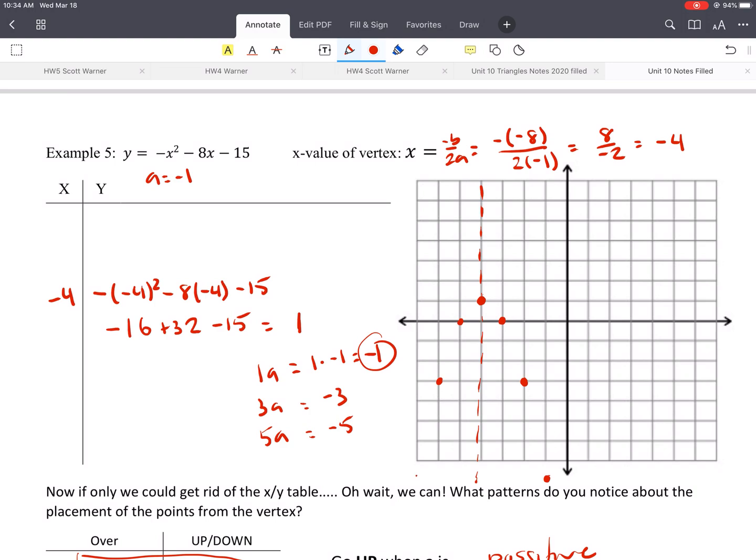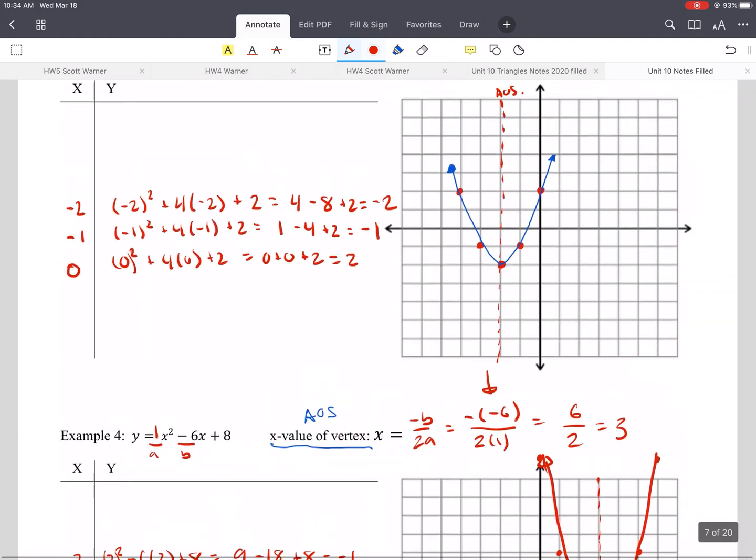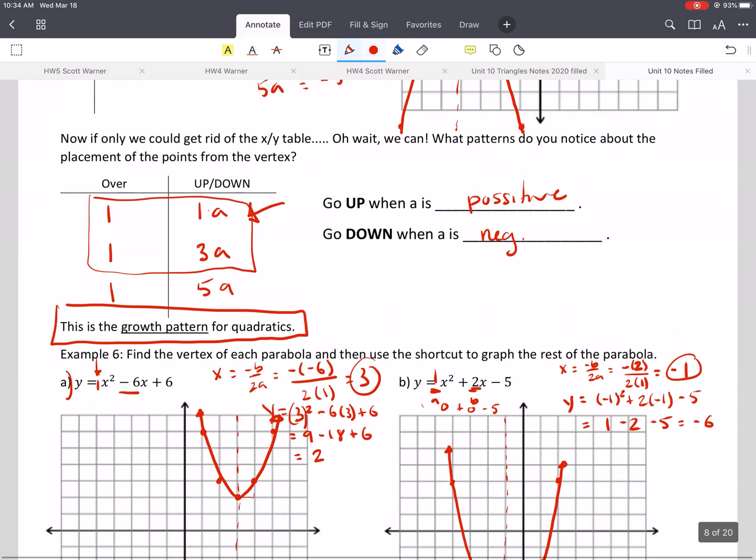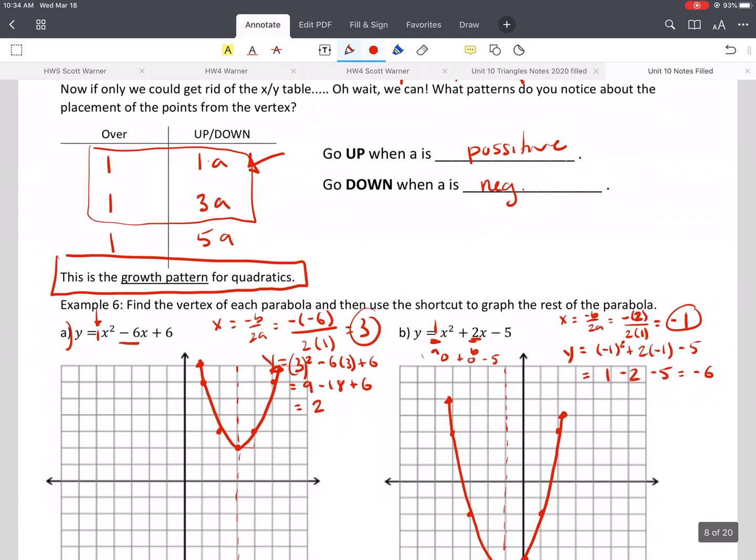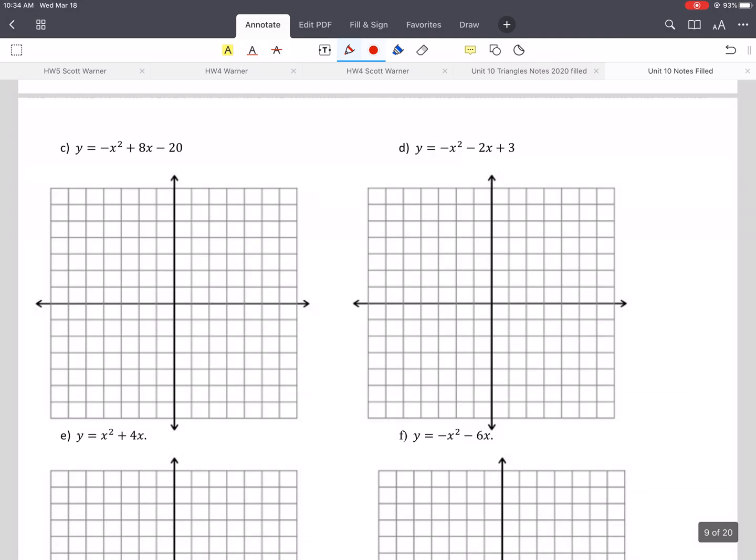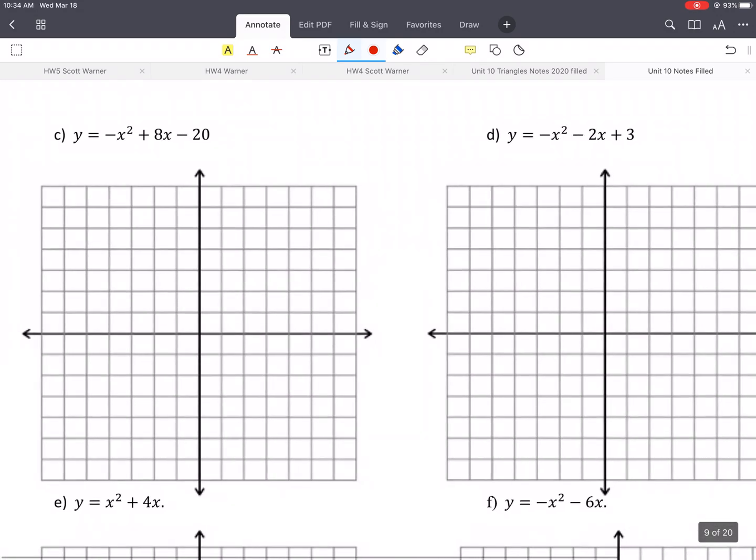I don't think I did an example of that going down. Good to know then. Okay, but I did mention here that it goes down when a is negative. So hopefully that's good enough. Okay, here's just some other examples.